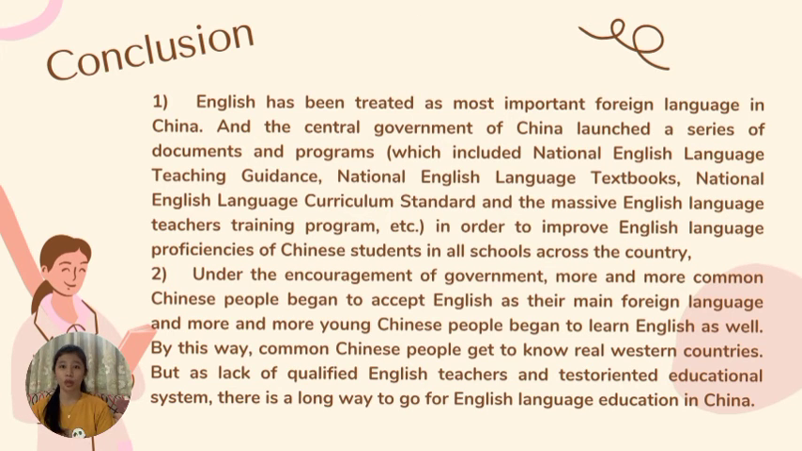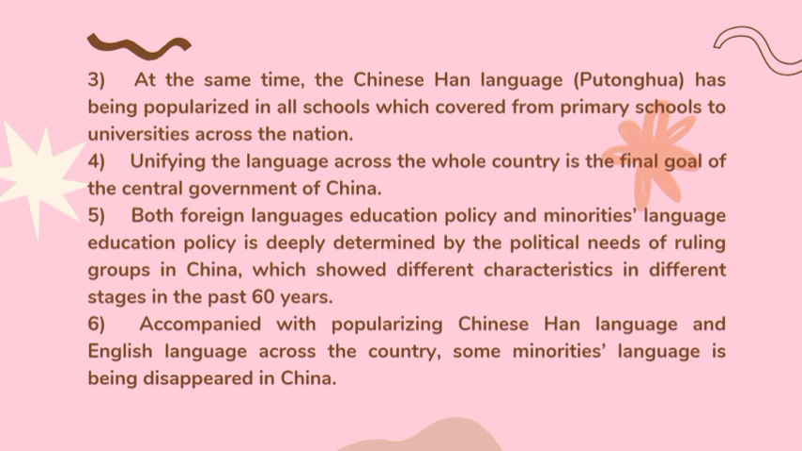Under the encouragement of government, more and more common Chinese people began to accept English as their main foreign language, and more young Chinese people began to learn English as well. In this way, common Chinese people get to know real Western countries, but because of the lack of qualified English teachers and the test-oriented educational system, there is a long way to go for English language education in China.